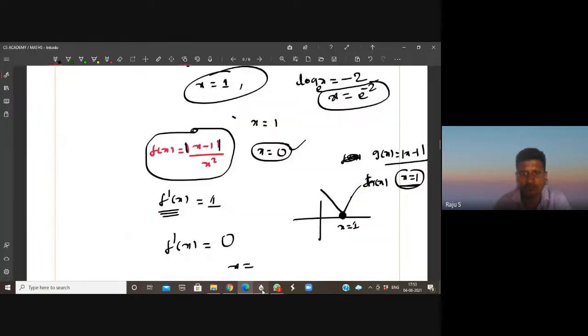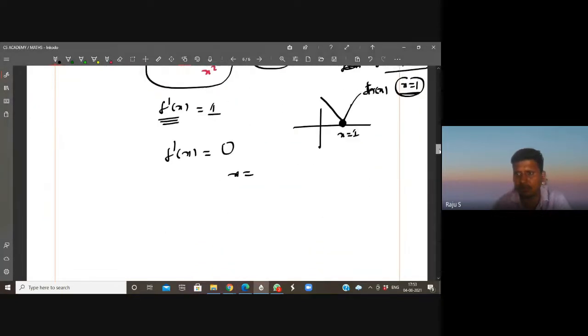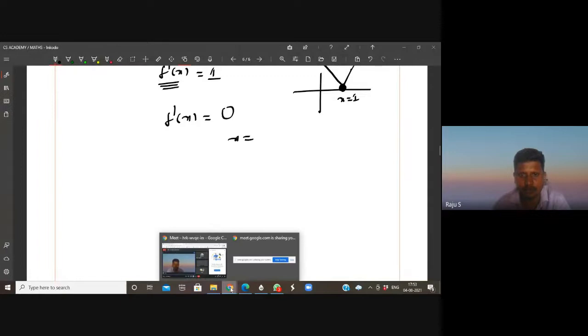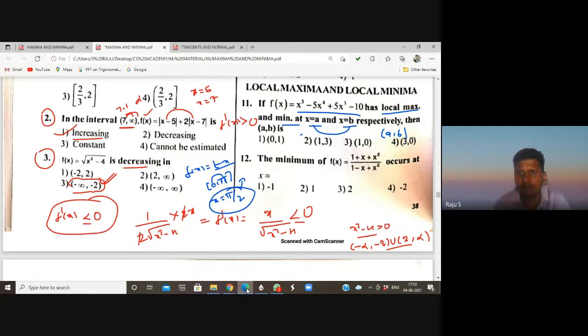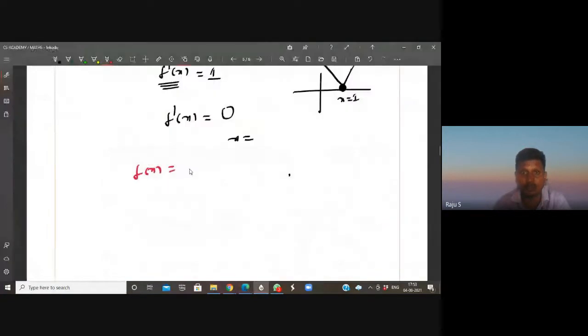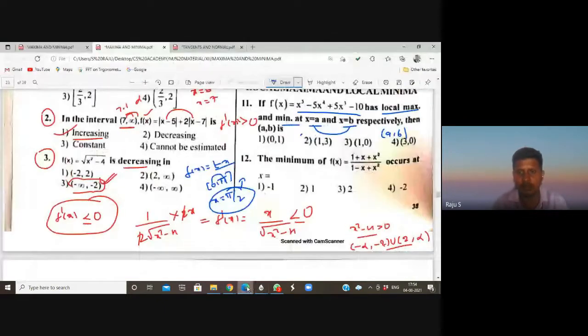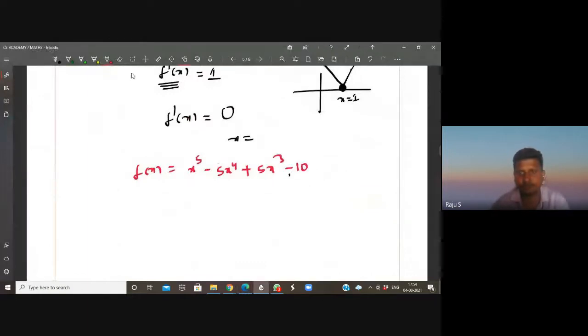So in this 11th question, what shall we do here? Simple, find f dash of x. Here also do the same thing. Find f dash of x. F of x is given. What is f of x they have given here, students? Fifth degree equation: x power 5 minus 5x power 4 plus 5x cube minus 10. Okay, students, find f dash of x.